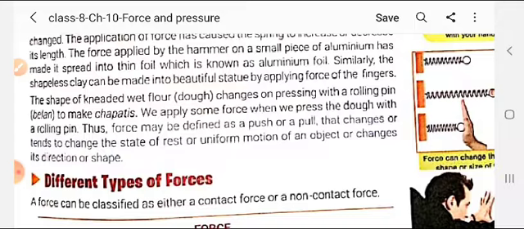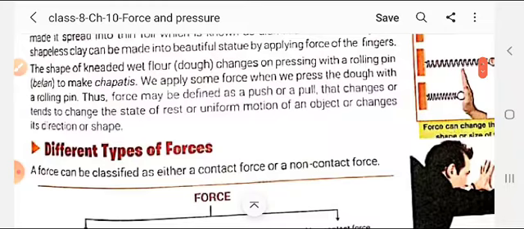Thus, force may be defined as a push or pull that changes or tries to change the state of rest or uniform motion of an object, and to change its direction as well as to change its shape.